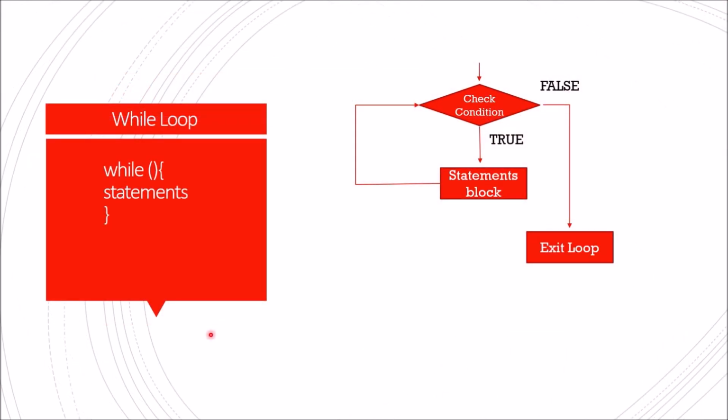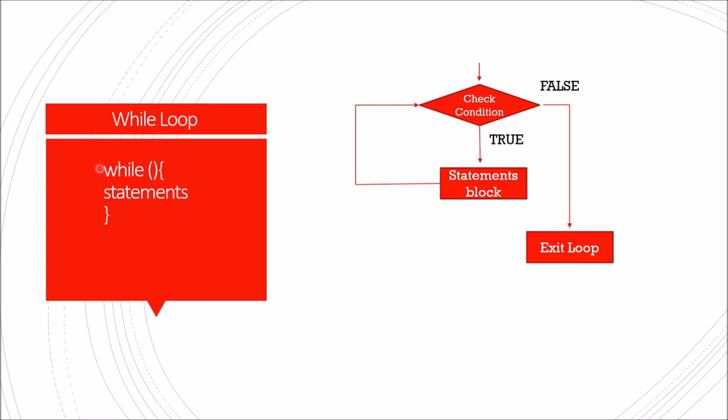The first loop is the while loop. In this loop, we are going to check a condition, and if it is true, we are going to execute this block of statements. However, if it is false, we are going to exit the loop. So the execution of these statements depends on the logic value of the condition. If it is true, the statement will be executed, and if it is false, we'll leave this loop.